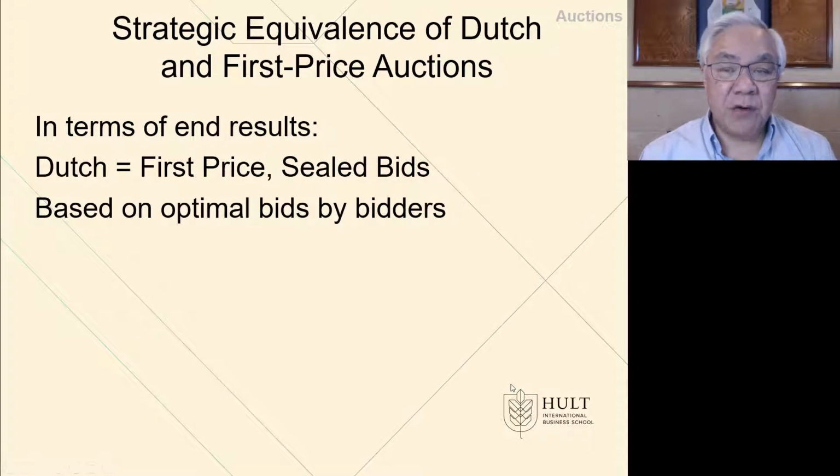There is a strategic equivalence of the Dutch and the first price auctions. The end results will be the same. The winner of the Dutch auction will be the same as the winner of the first price sealed bid. And that's because it's based on the optimal bids by the bidders.